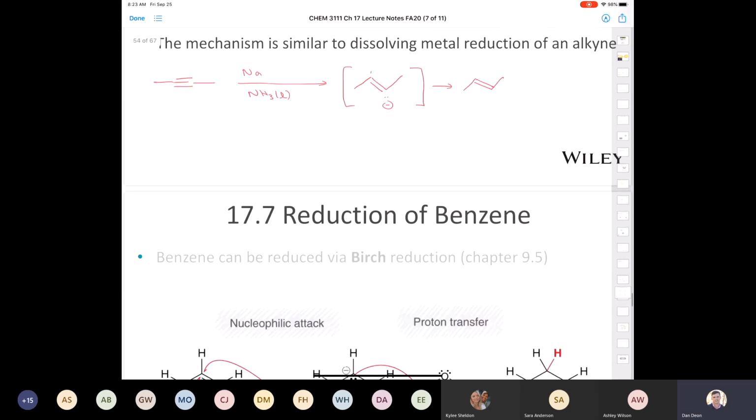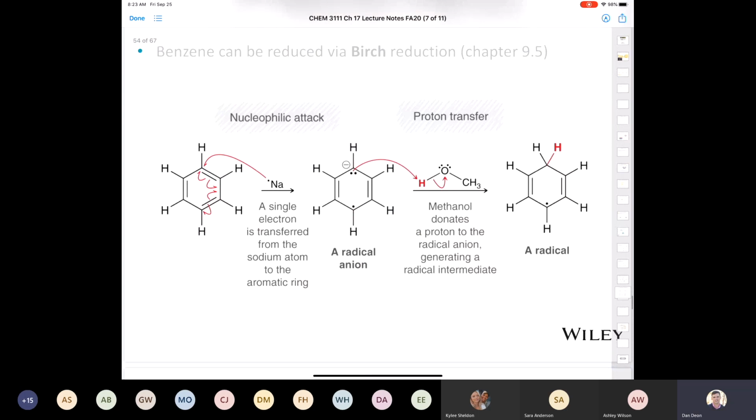Let's take a look at the mechanism. And I think you should know this mechanism, right? Sodium, again, is a group 1A metal, so it has 1 valence electron, right? If you think about the valence electrons for any group 1A metal, they always end up in ns1, so you always have just 1 valence electron. Well, that single electron is transferred from the sodium to the aromatic ring, and we end up with a radical anion. Why is this called a radical anion? Well, what's it got? It's got a radical right here, and it also has an anion up here.